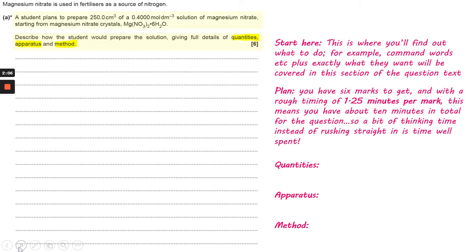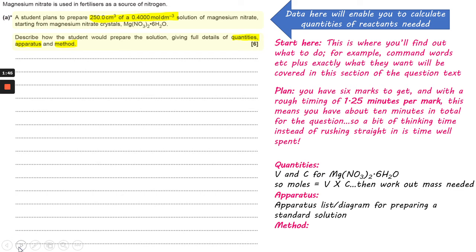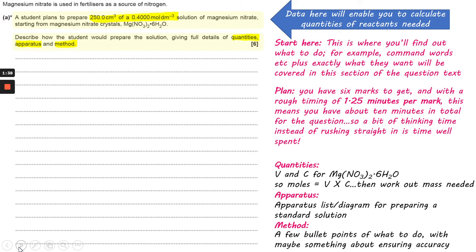So going to the top, you can see you've got some data, and that will enable you to calculate the quantities of the things you need. So you've got volume and you've got concentration, for example. The mass of your magnesium sulfate salt can be worked out from the moles. So you can get moles equals volume times concentration. The apparatus list, or perhaps a diagram if you wanted to, is what's required for preparing a standard solution. And a few bullet points about what to do, with perhaps something about how to ensure accuracy.